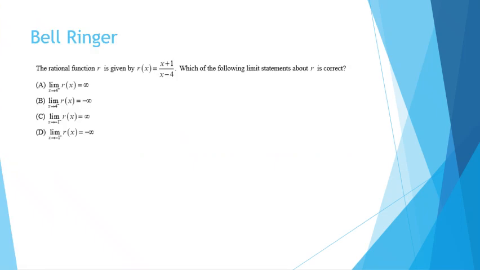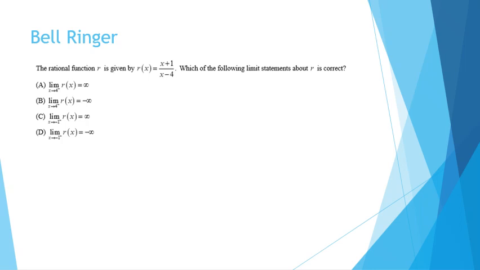So here's a bell ringer for today. Pause the video if you haven't done this yet, because I'm about to go over the answers. So we have a rational function, and we want to know which of the following limit statements is correct. And we're looking as x approaches 4 and -1.